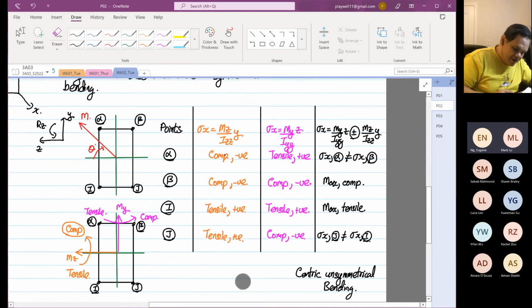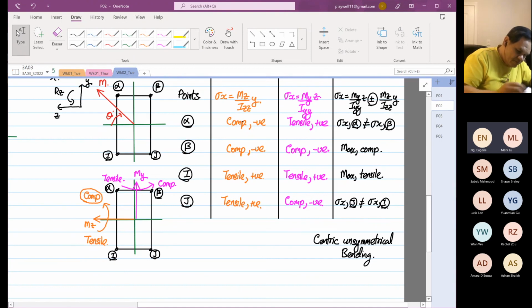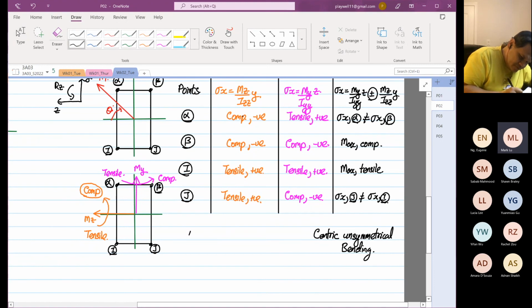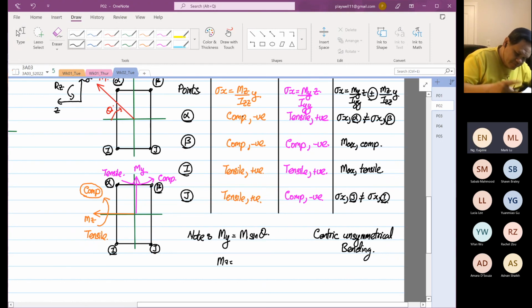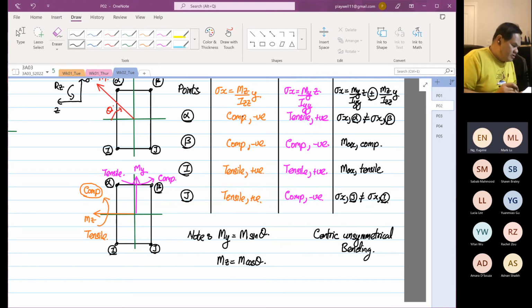Another thing I want to highlight is your M. To find your My, note that My is equal to M sine theta, and Mz is equal to M cos theta. So this is why we call it unsymmetrical bending.